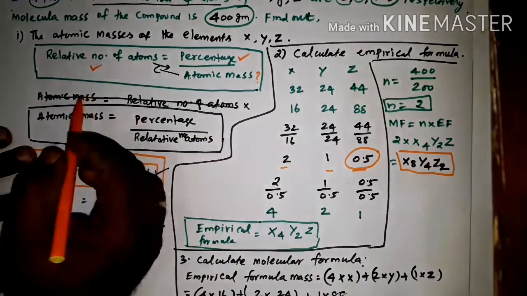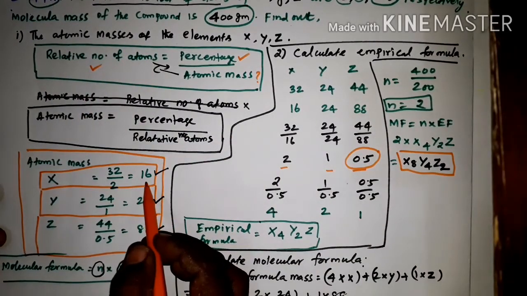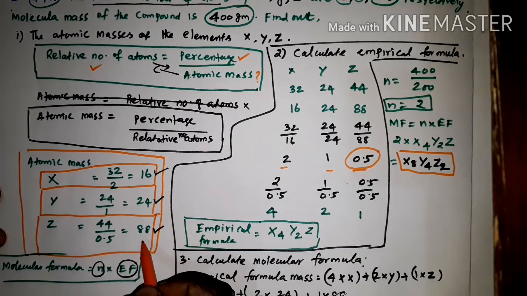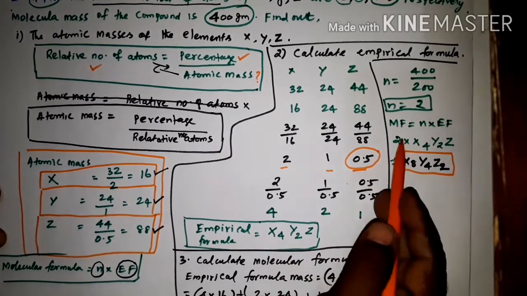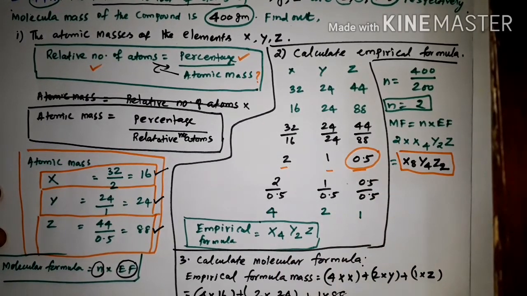Okay, so in question number 1, we found the atomic mass. Then question number 2, the empirical formula. Question number 3, the molecular formula. Clear? So that's all about today's lesson.